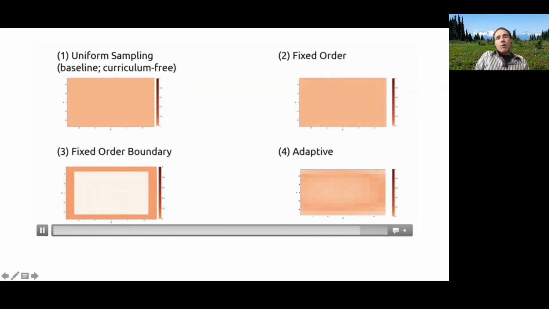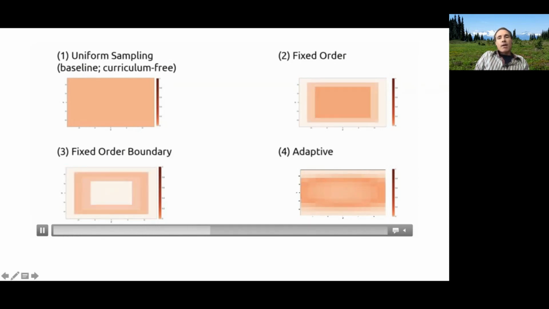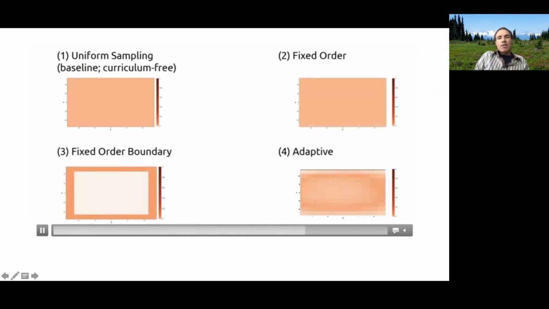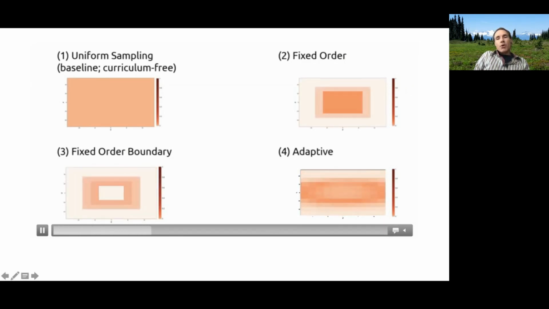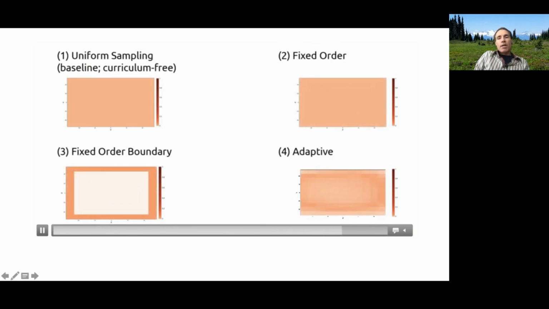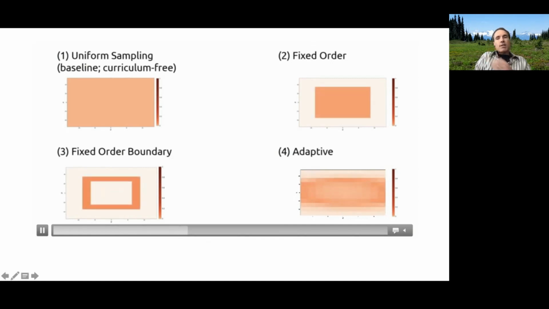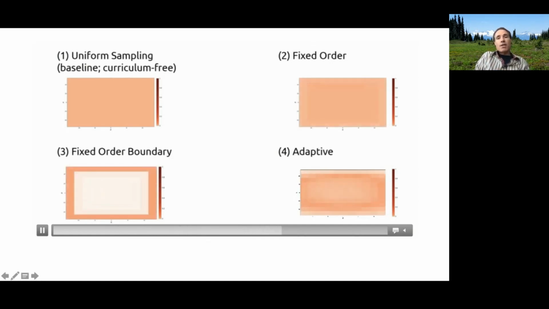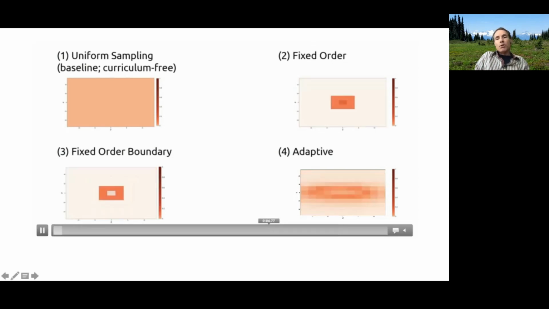And then lastly, moving away from the hand specified versions, we have an adaptive curriculum where we build a model of how good your current policy is at doing various types of steps, and we come up with a model that generates steps that are neither too easy nor too difficult. And so that's actually what we will do.